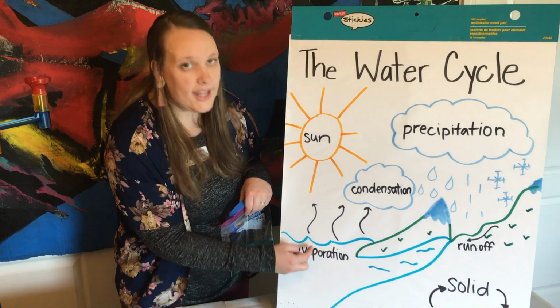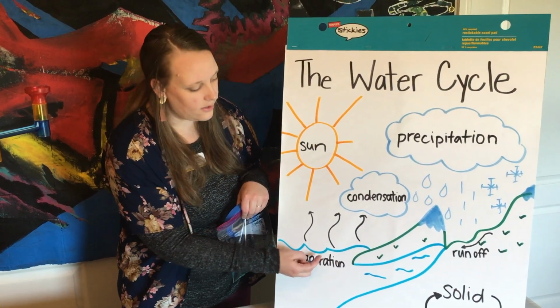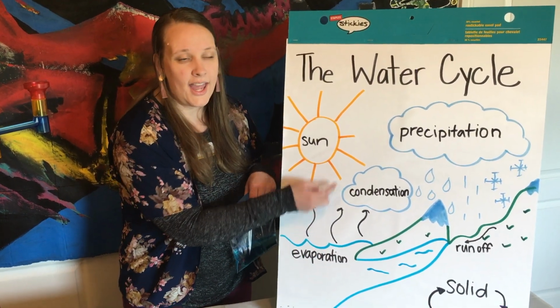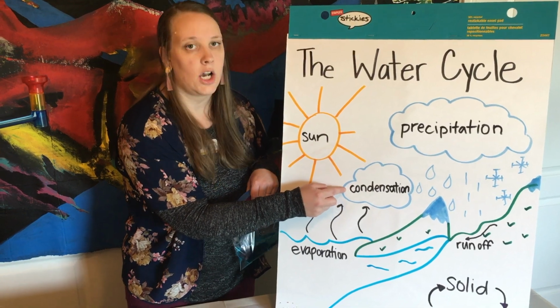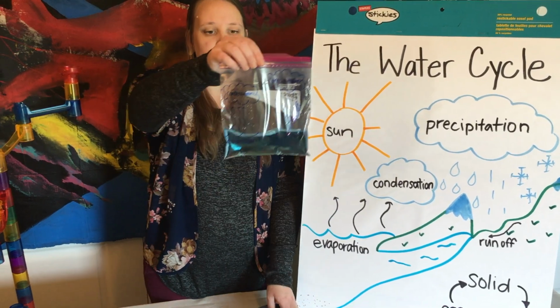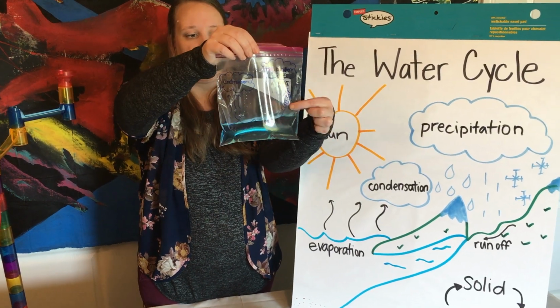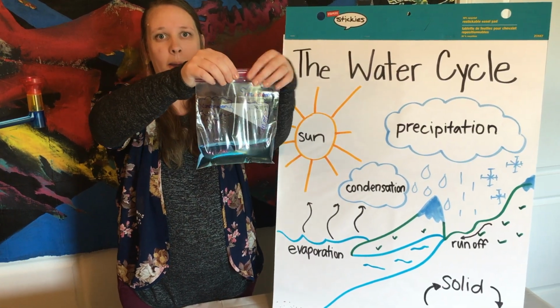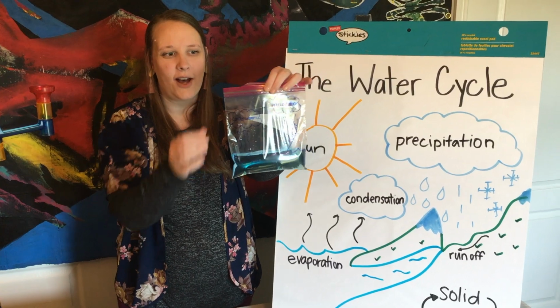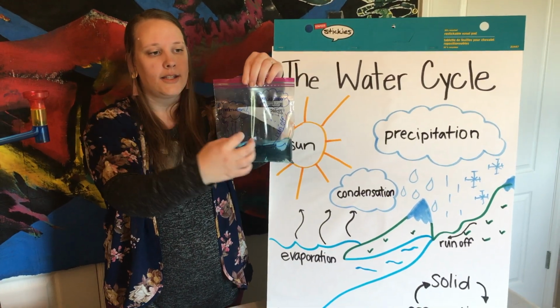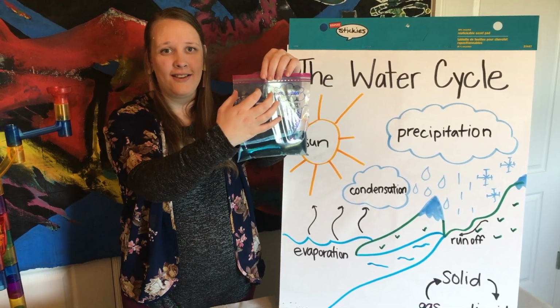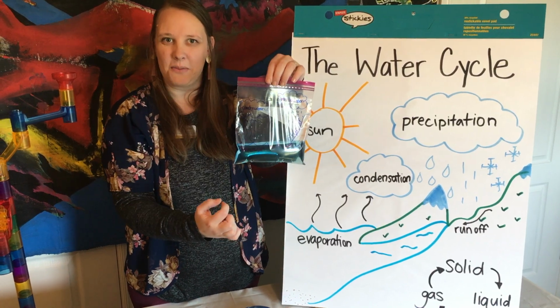So the sun heats up that water, and then the water evaporates and goes into condensation. So when you put this bag up on your window, you've got water down here, and then that sun is going to heat it up. But it can't go up and join into a cloud because it's in a closed bag. So it will form condensation, and then you might even see some precipitation.